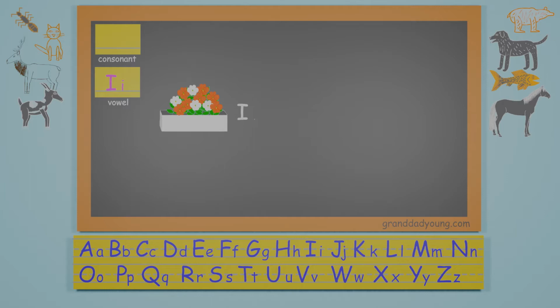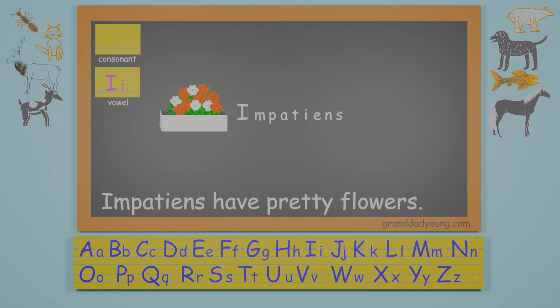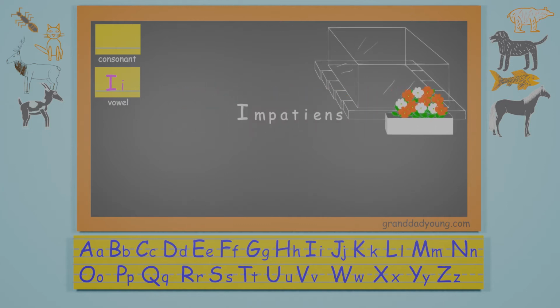Impatiens. I-M-P-A-T-I-E-N-S. The word impatiens begins with the letter I. Great-grandma loves to plant them in her flower box. Impatiens have pretty flowers.